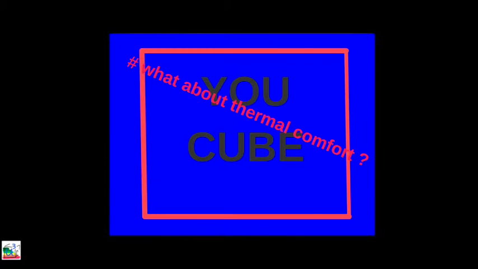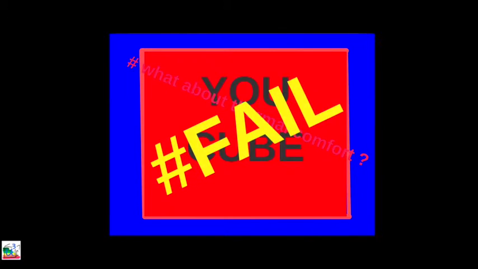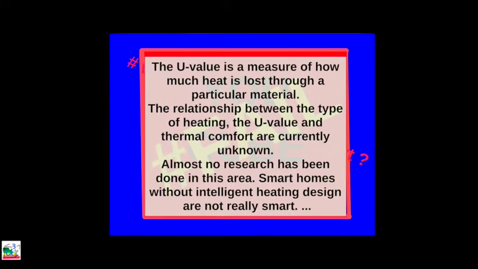Well, it could be cold outside and it's supposed to be warm on the inside. You've got some kind of heating device like a radiator or floor heating, and chances are very high that you're not 100% satisfied with the performance of your heating system. So, the U value is a measure of how much heat is lost through a particular material.